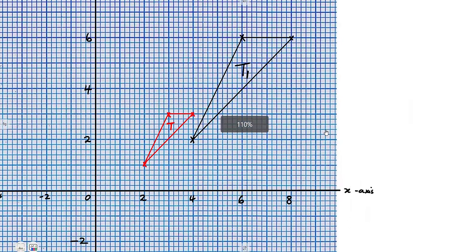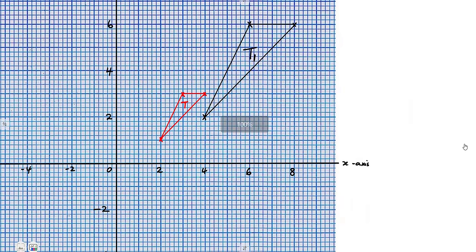We can see closely here that this triangle T1 is bigger than triangle T. According to this, all sides have been enlarged: this side enlarged, this one enlarged, this one enlarged. It's bigger from what we are given, all sides. So we're going to think of the enlargement and the two-way stretch.